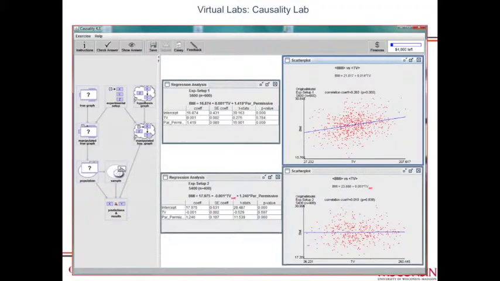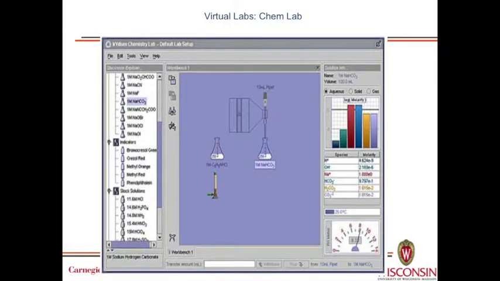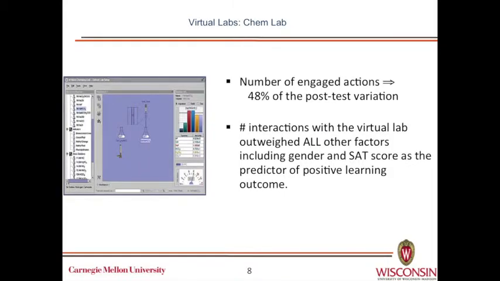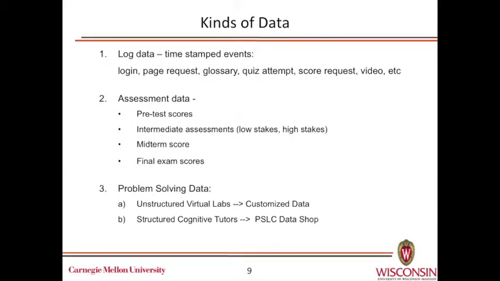There are virtual labs. This is a causality lab we built here. We have people go through it. They have no particular right answer and no right pathway. We can record what steps they've taken, log it, and then analyze what they've done. There's a chemistry virtual lab that's used here. Dave Yaron built it, and it's been incredibly effective. Even looking at high school students and college students, the number of engaged actions people have taken with the lab, right, explains almost half the variation in the learning. So lots of different interesting stuff happening.